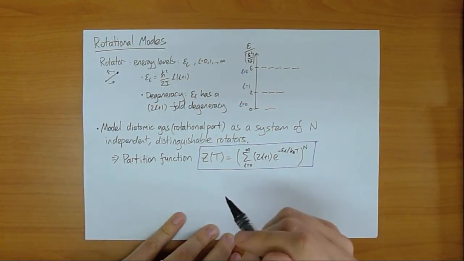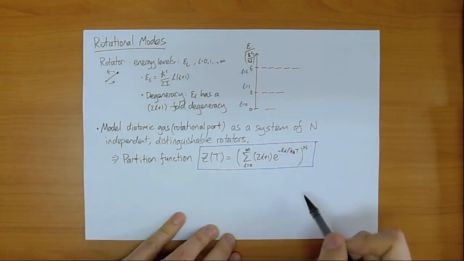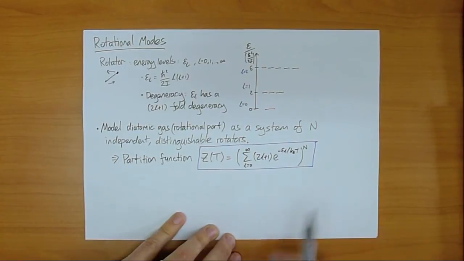However, you can't do this sum exactly. This sum epsilon L here is L times L plus 1, and you've got a factor of L down here. This sum cannot be done exactly, so we need to make some approximations.